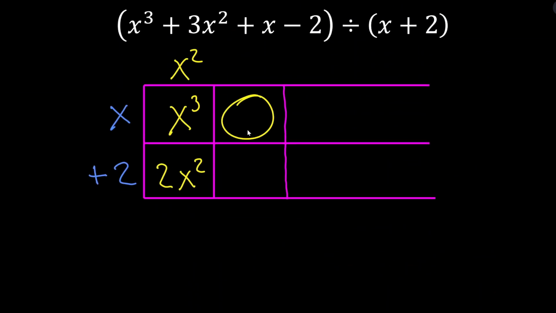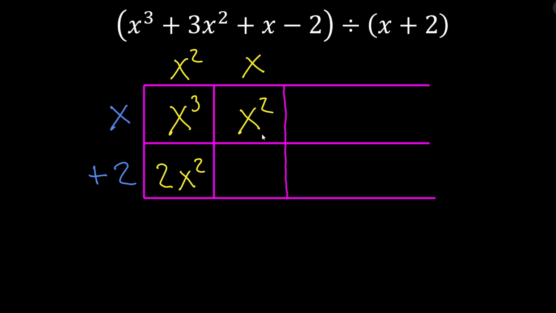Whatever this box is, we're actually able to find it because we know that these two have to add up to 3x squared, right? And so if they have to add up to 3x squared, then this box has to be x squared, because 2x squared plus x squared is 3x squared. And if this box is x squared, that means this little piece has to be a length of x, because x times x is how we get x squared.